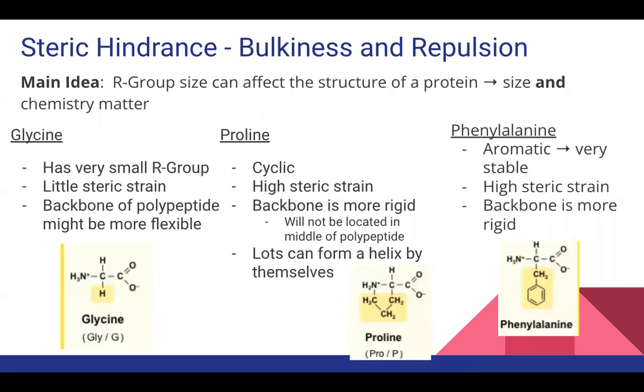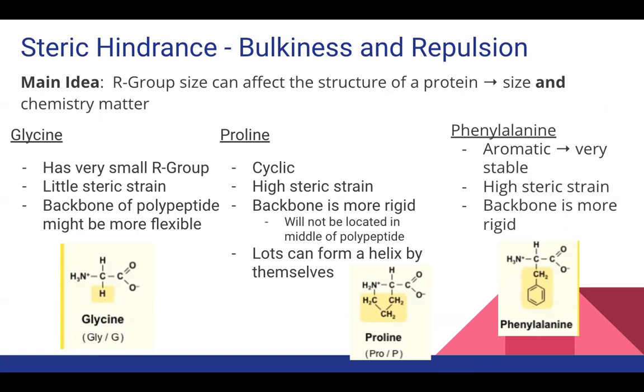And then now I'm just gonna talk about steric hindrance and how it affects a protein. The main idea here is that the R group size, charge, and orientation can affect the structure of the overall protein. If you look at glycine here, its R group is just a hydrogen, so that's very small, and that would make it very easy to be in the middle of a polypeptide or peptide sequence.